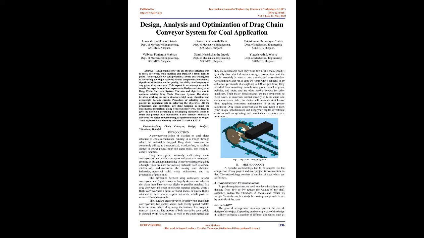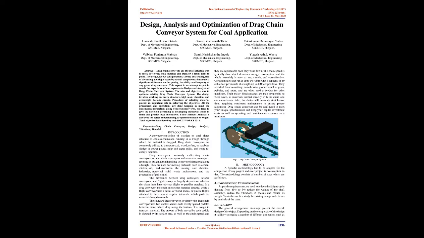All the procedures and operations are done keeping in mind the dimensional restrictions along with economic views. We tried to give the direction according to developing industrial sector in India and provide best alternatives. Finite element analysis is also done for better understanding to optimize the load or weight. Total objective is achieved by tool SOLIDWORKS 2018. Keywords: drag chain conveyor, design, analysis, vibrations, material.